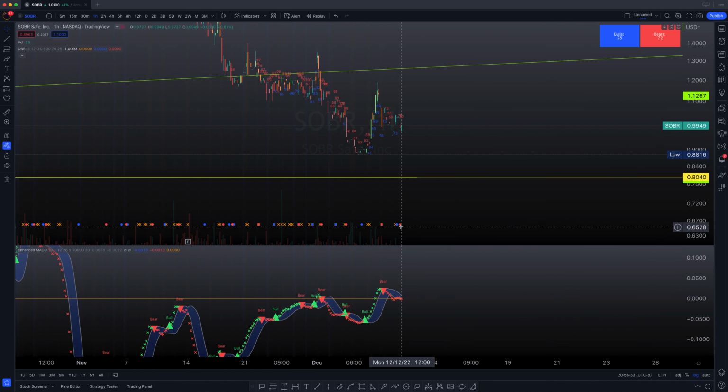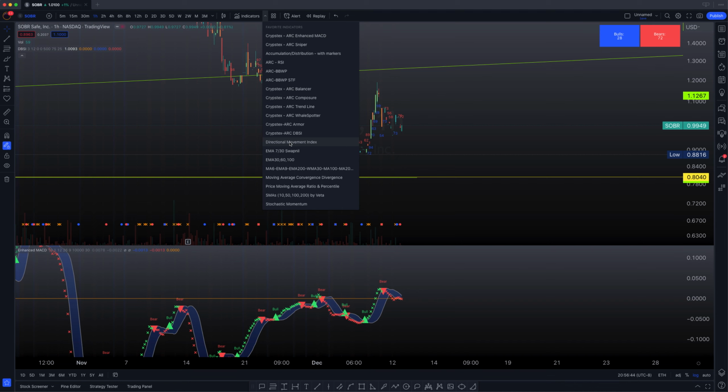And now also it has printed this red dot here, which usually gives us a sell signal. So a continuation to the downside is also likely per the indicators. 2 of them now. Let's open up one more indicator to see if we get some confluence with downside signals.